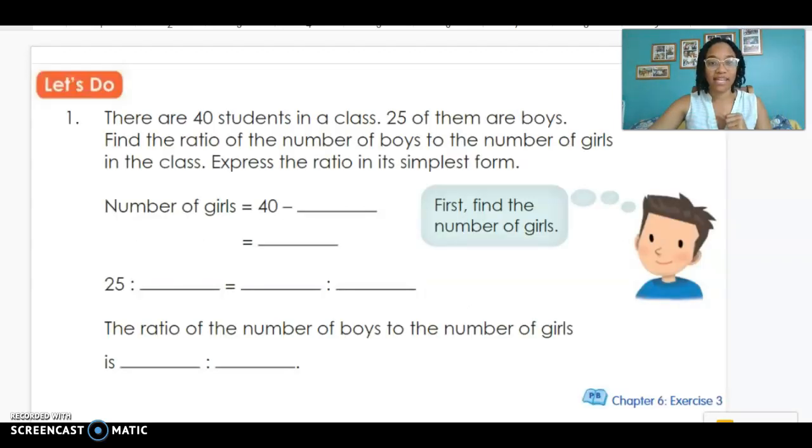Here's our first problem today. There are 40 students in a class. 25 of them are boys. Find the ratio of the number of boys to the number of girls in the class. We're always going to write our ratios in simplest form.